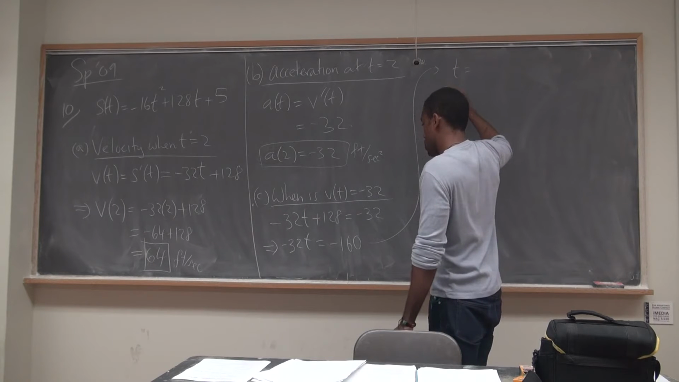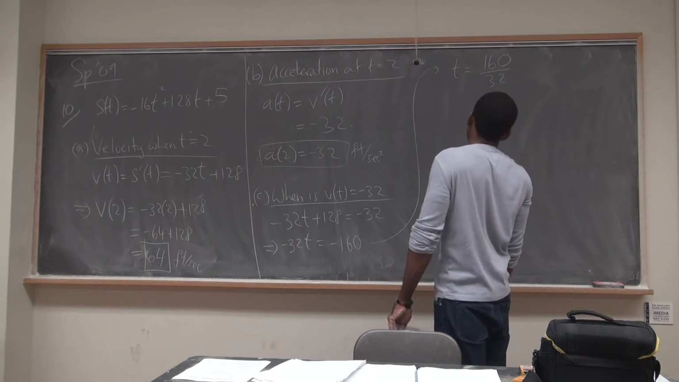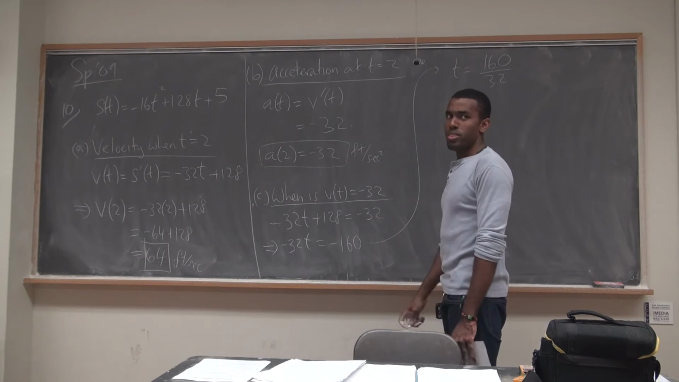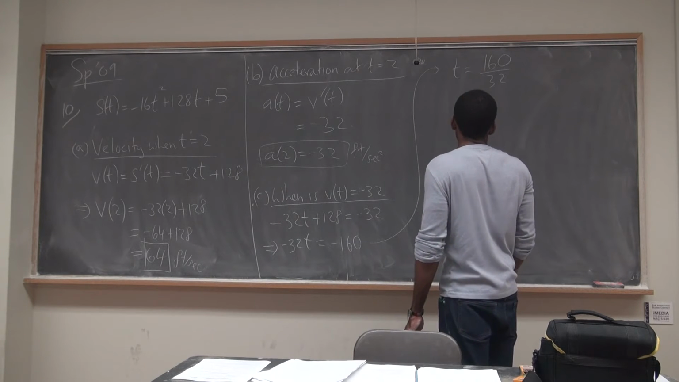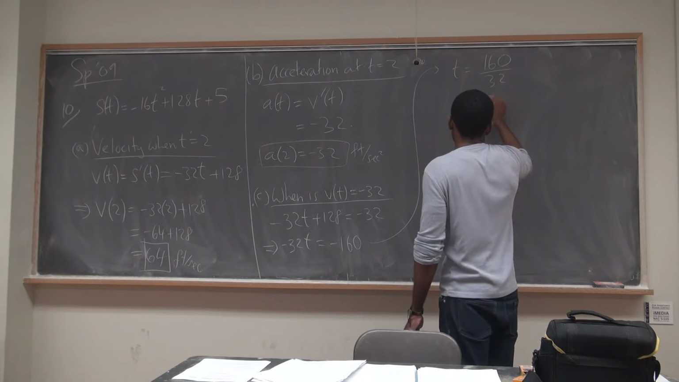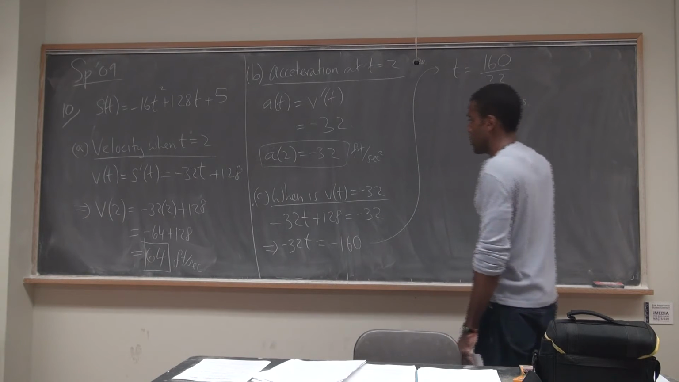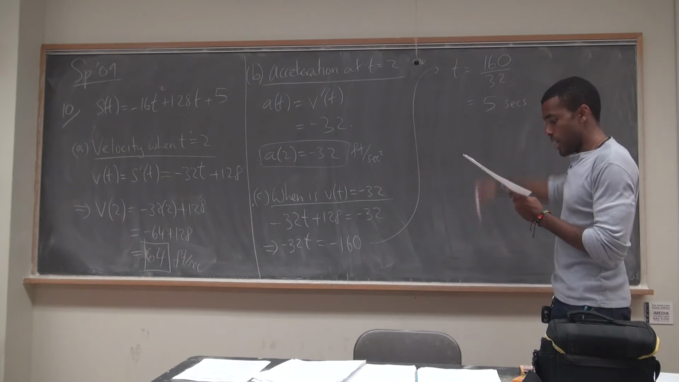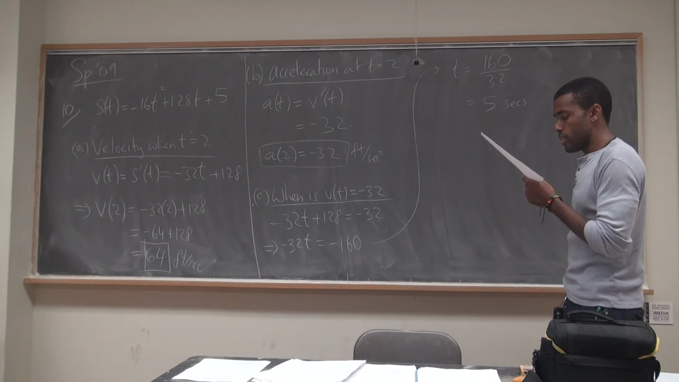And so that means that t is equal to 160 over 32. Does that go exactly? Yep, it's 5. 32 times 5. Okay. So after 5 seconds, the velocity is going to be minus 32. So it's going to be heading on the way down, and the speed will be 32 feet per second.